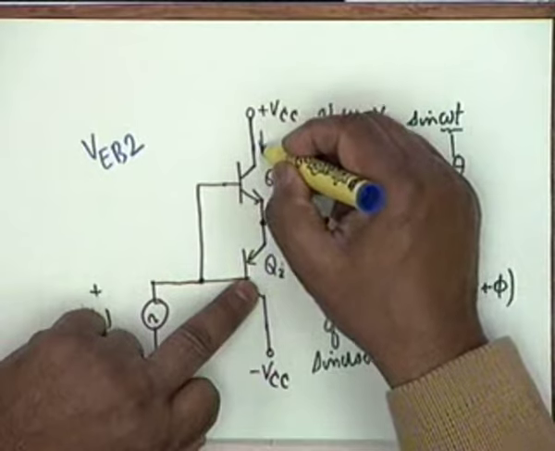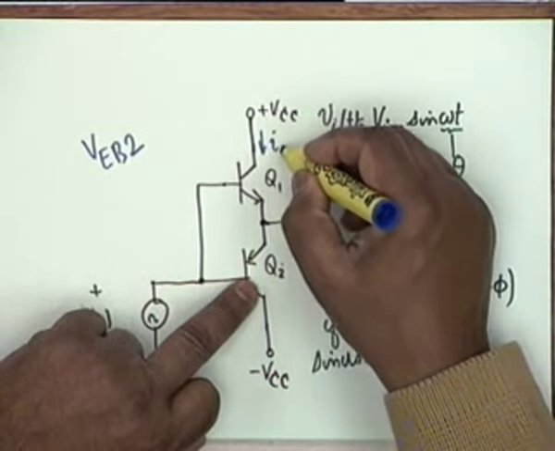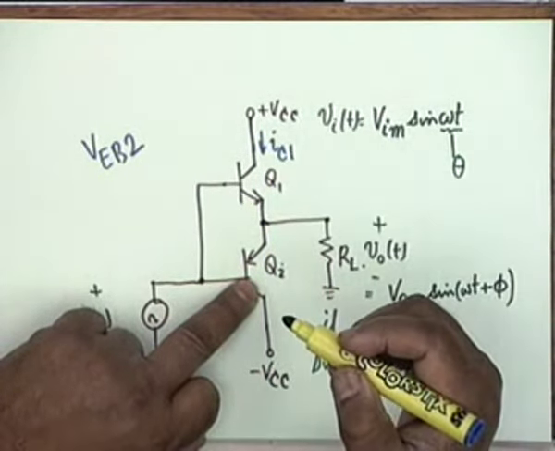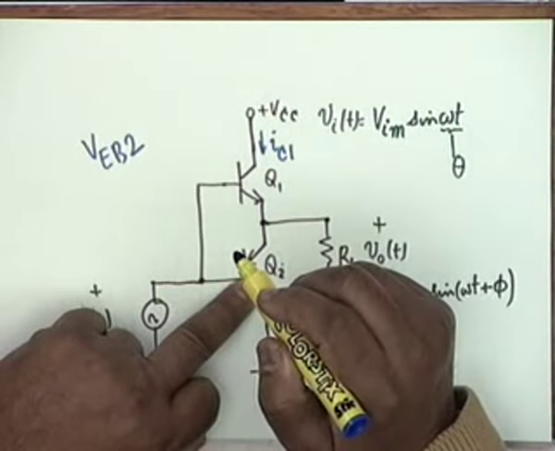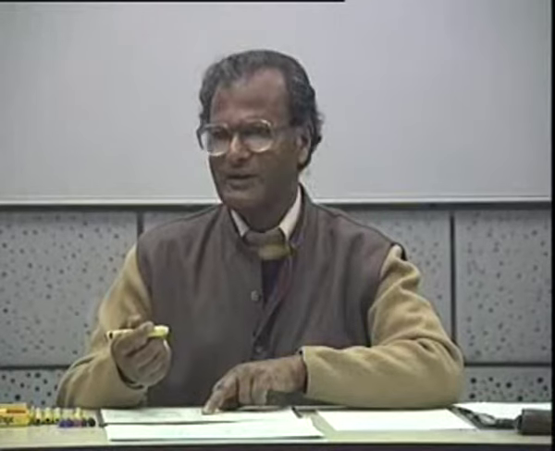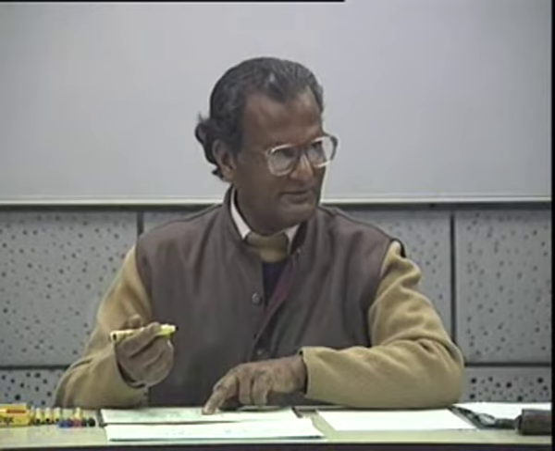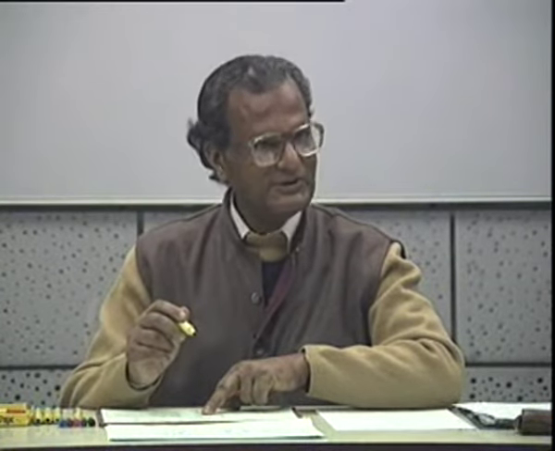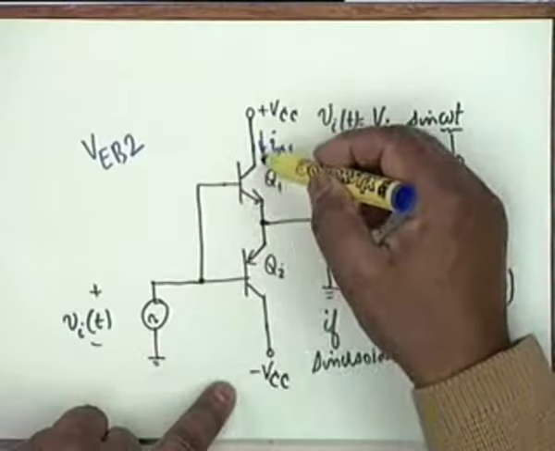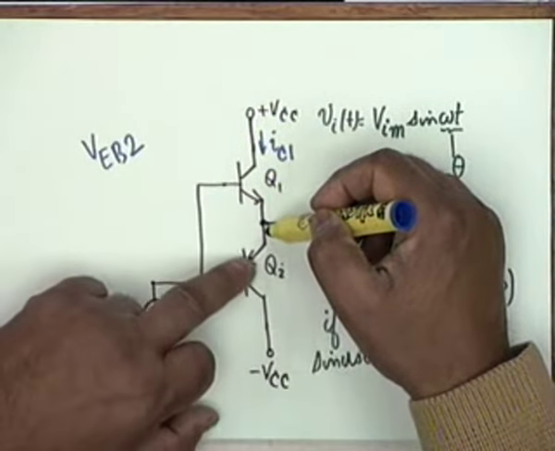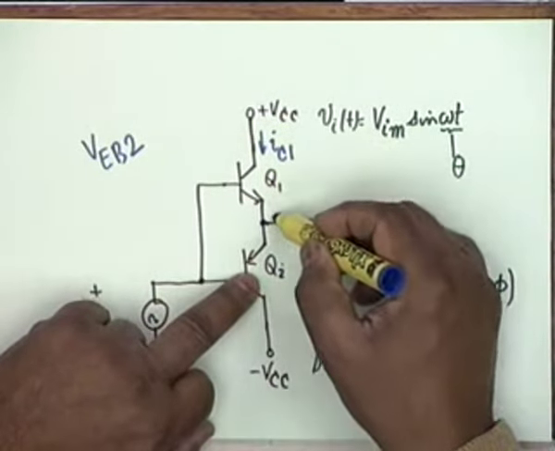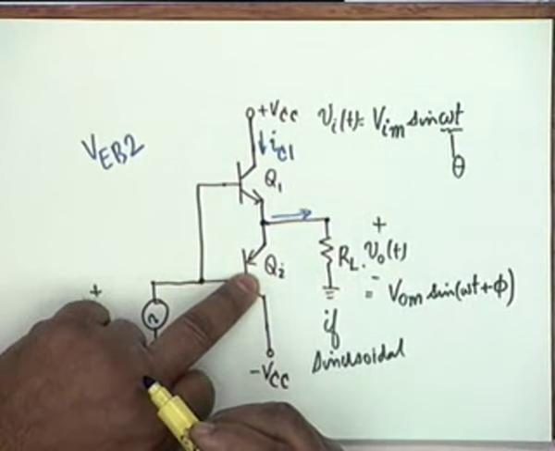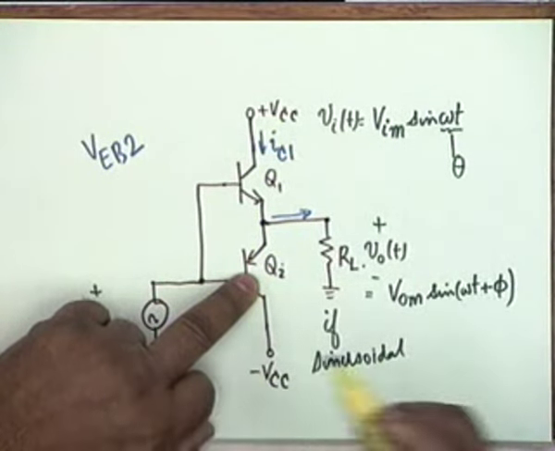So the current that comes from here, I_C1, let's say, I am using this as a total current, but you know under quiescent conditions the current is 0, and therefore this is also the signal current. I_C1 comes here, Q2 is off, so it doesn't find a path here, it has to flow through R_L. Is that clear?